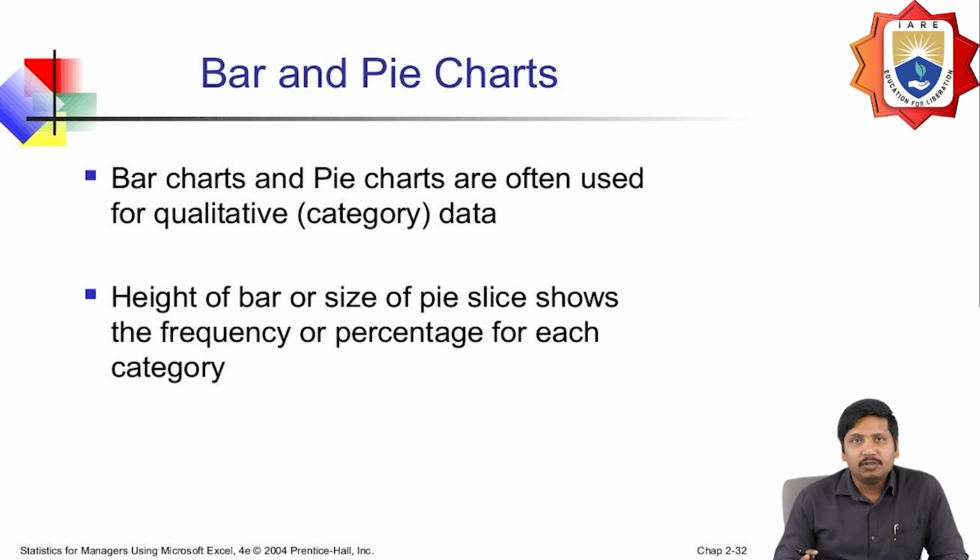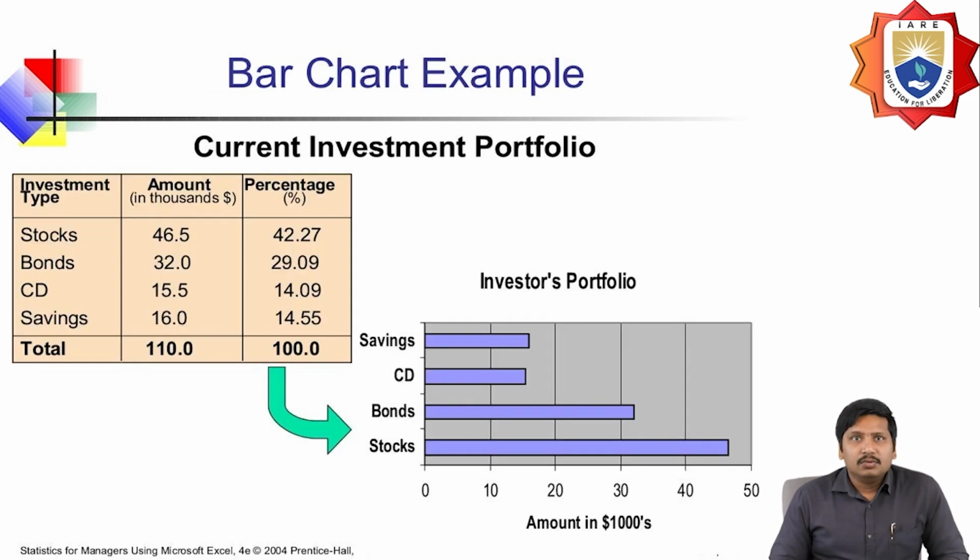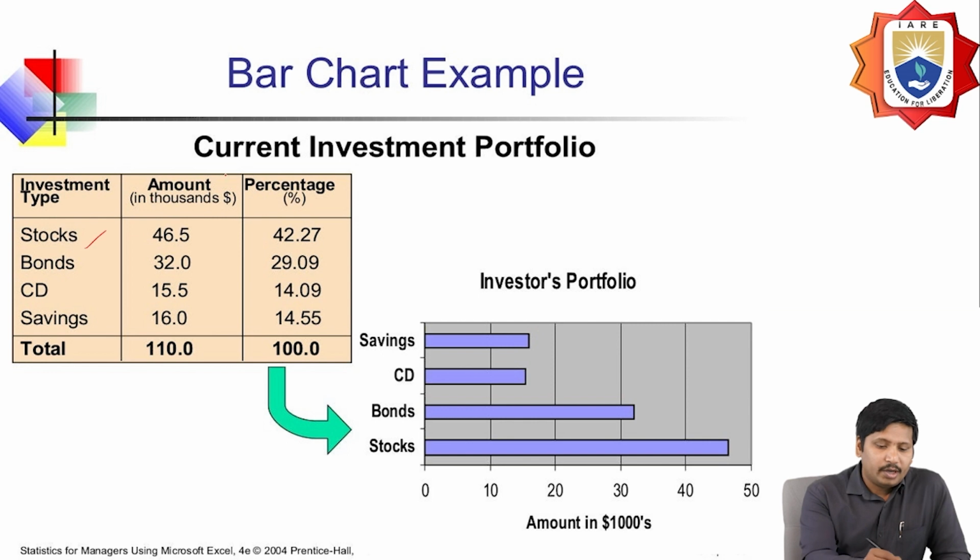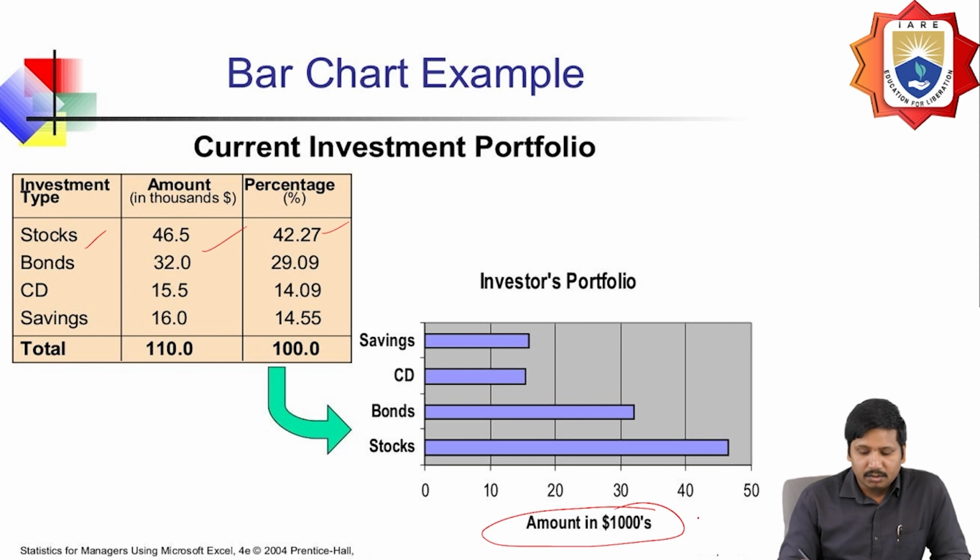Bar charts and pie charts are often useful for qualitative data, for categorical data, and the height of the bar and the size of the pie slices can represent it. If I have data like this, how do we construct the bar chart? We have the stocks, amount, and percentages. The amount I'm going to put on the y-axis, and the investment types, savings, CD, bond, I'm going to take on the x-axis. So I'm going to demonstrate the amount for bonds, CD, and savings.